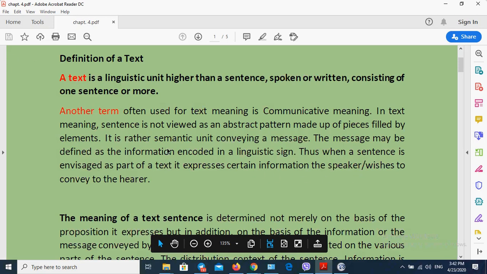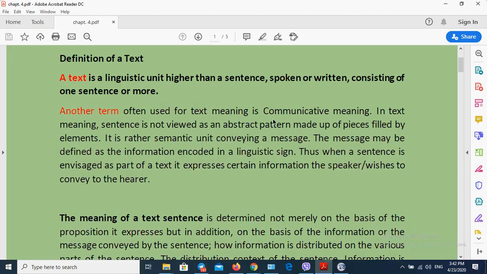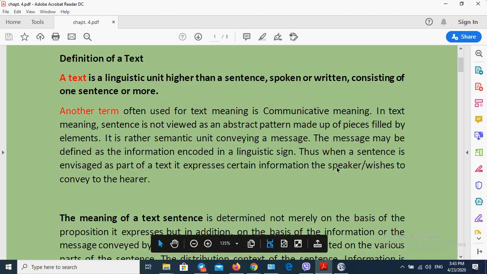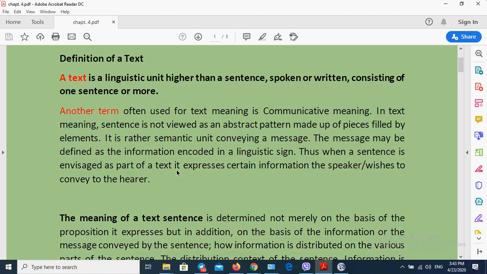Okay, this is another term that can be used. Text meaning is a communicative meaning. That means we use communicative skill here, conveying the meaning between the speaker and the hearer or the listener. Let's move to the next.